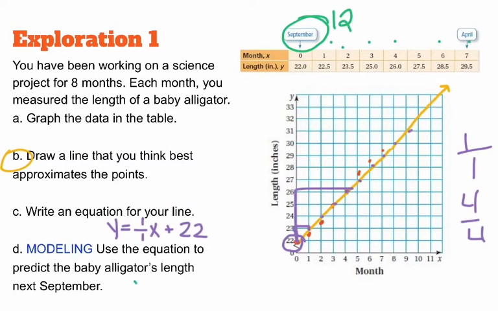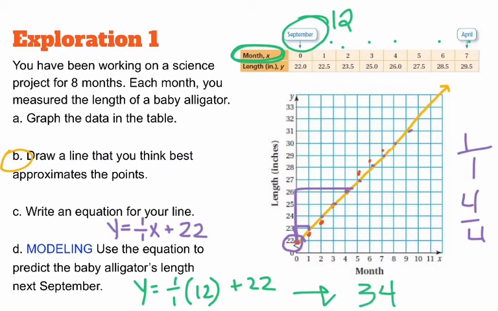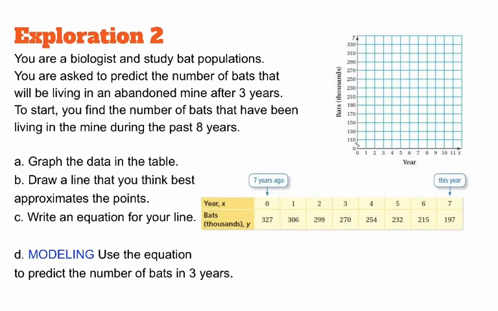So using my equation, it would be y is equal to 1 over 1 times 12, because 12 represents the number of months, and month is represented by x, plus 22. So that tells us 1 over 1 times 12 is 12 plus 22, that we would expect the baby alligator's length to be 34 inches. Now, if we take a look at our graph, 12 would be here. And if we go up, we can see that the line that we drew does cross at 34 inches. So we can use scatter plots, drawing lines of best fit, to make predictions about that model.